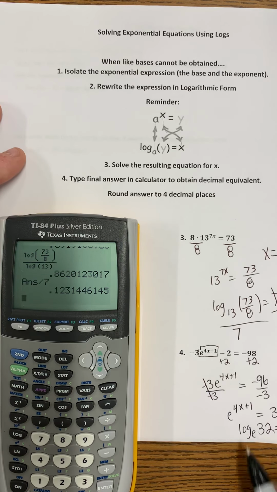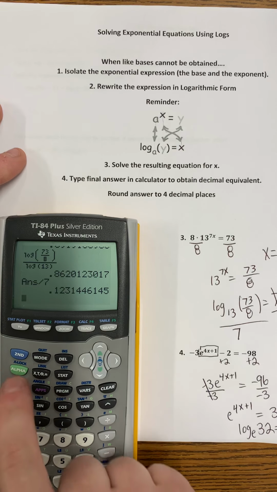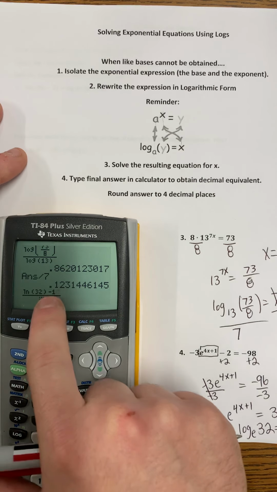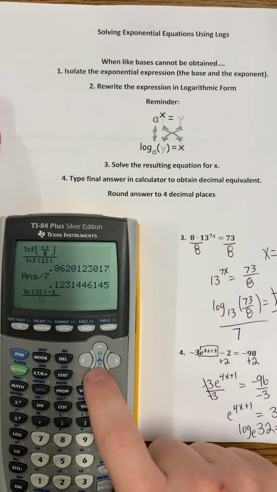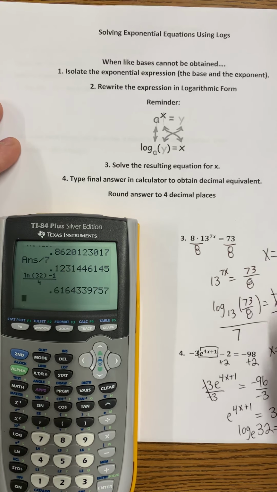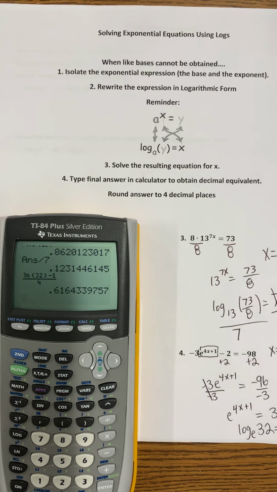So since this is log base e, and we do have a button in our calculator that's log base e, we don't have to do the change of base formula this time, so we can just type in ln 32. Again, the minus 1 has to stay outside the parentheses, and we divide by 4. And we get x is equal to 0.6164 if we round to 4 decimal places.